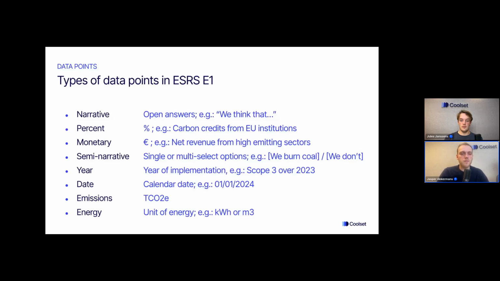Year, I think also quite obvious, speaks for itself, but basically it's the year of implementation. So if there's a question about your scope 3, you could say we implement scope 3 over 2023. Date also doesn't require much detail, but here you could say the 1st of January 2024 is a date. Emissions are usually disclosed in tons of CO2 equivalent. So when you're looking at scope 1, 2, and 3, you usually disclose that in tons of CO2 equivalent. But of course, if it's a smaller number, you might reduce that to kilograms of CO2 equivalent.